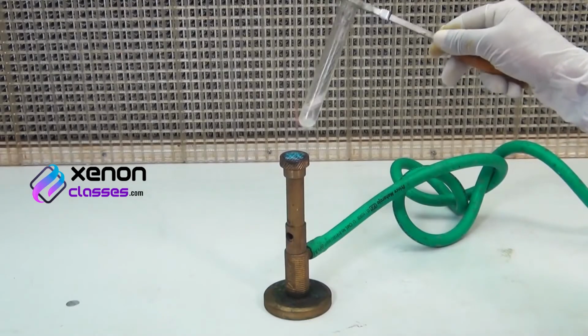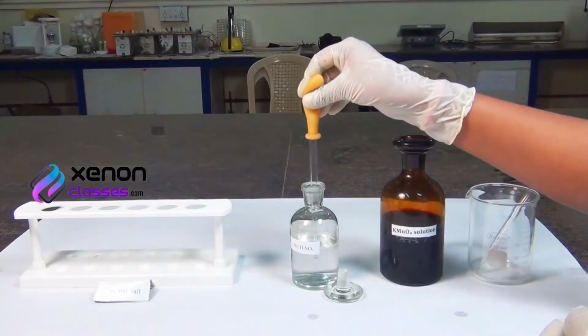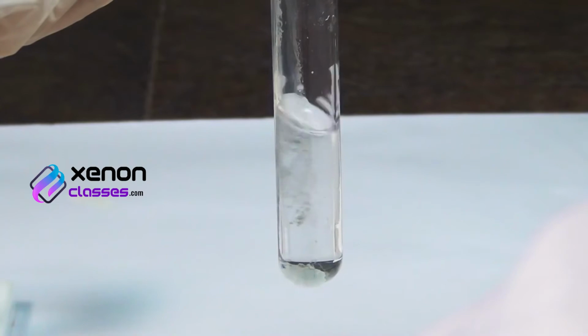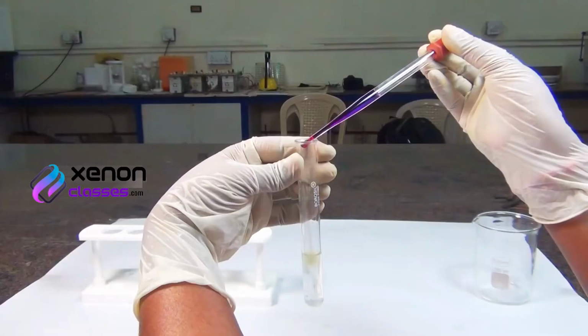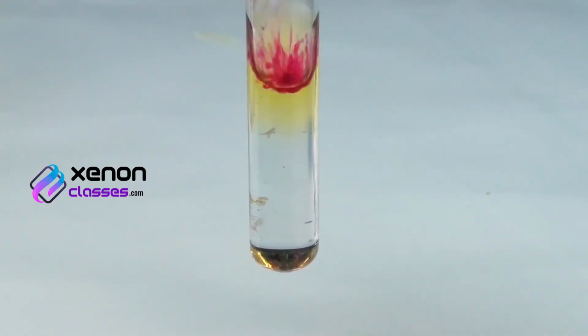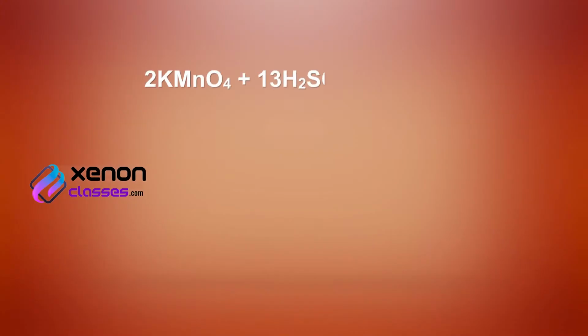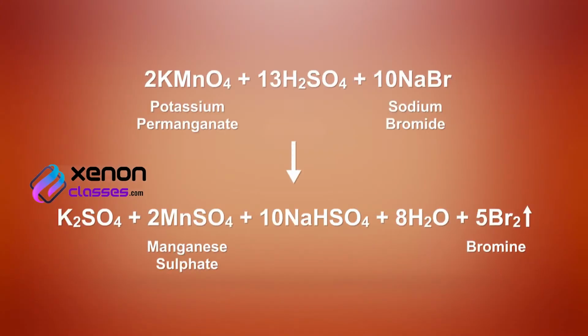Boil the contents over the Bunsen burner to boil off any gas evolved. To this, add a little more dilute sulfuric acid. Now, add potassium permanganate solution drop-wise using another dropper. Potassium permanganate is decolorized due to the formation of colorless manganese sulfate. This, along with bromine gas, is liberated.